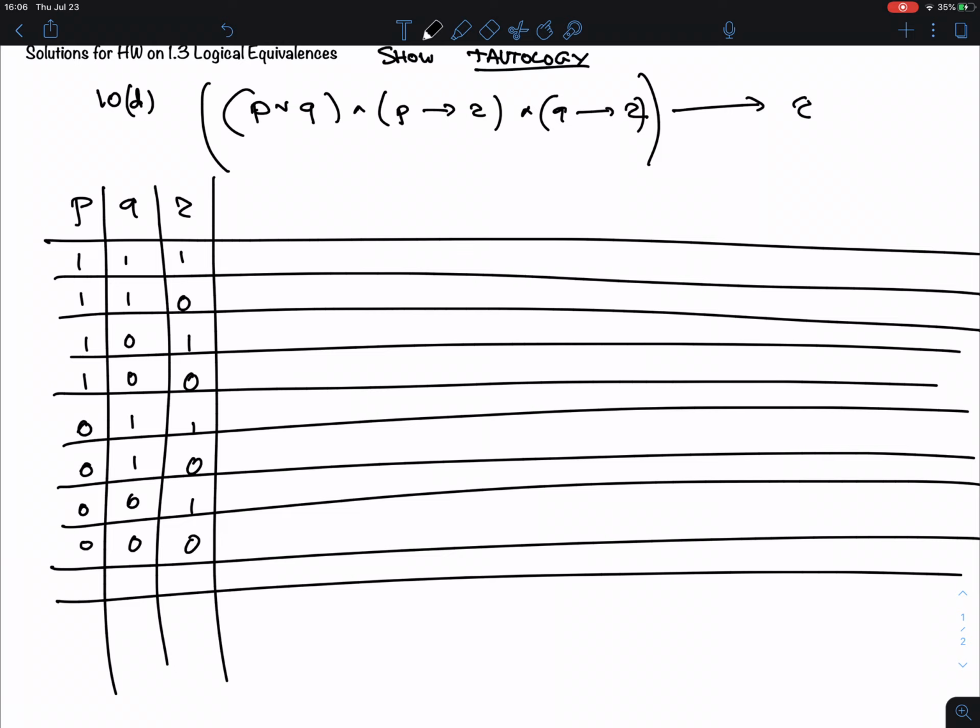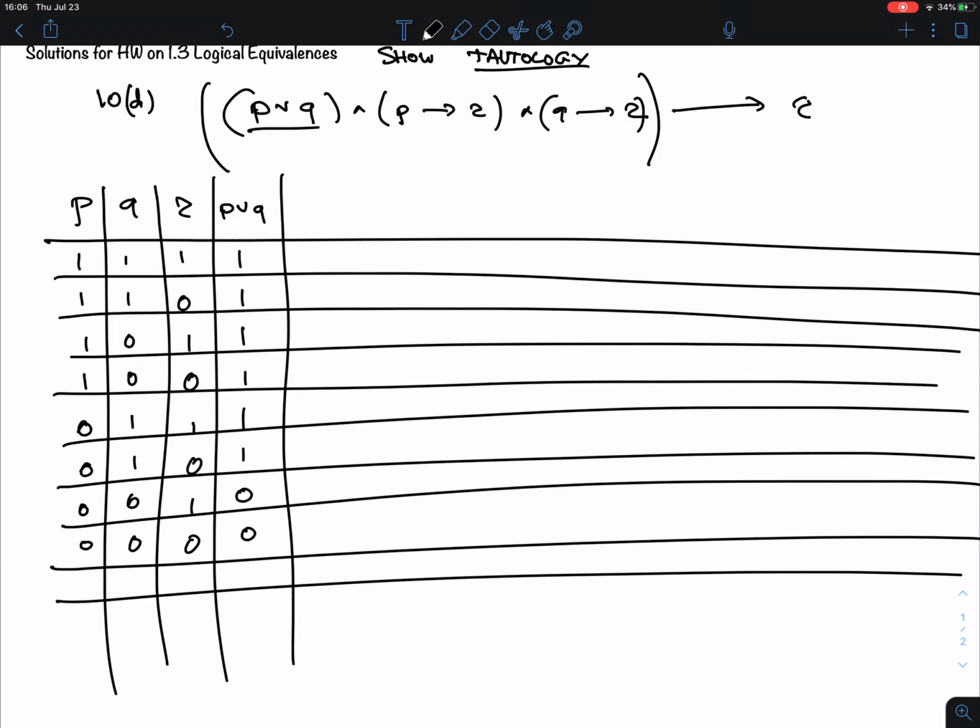Let's start with each of the components, P or Q. That's the first one we need, and that is just a regular OR with these two columns, so it's very easy. We're looking for zeros in both, and then we know that this would be false. So this is false in this case, but in all other cases it is true.